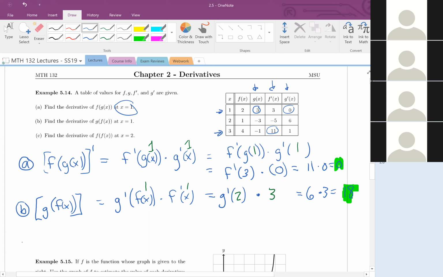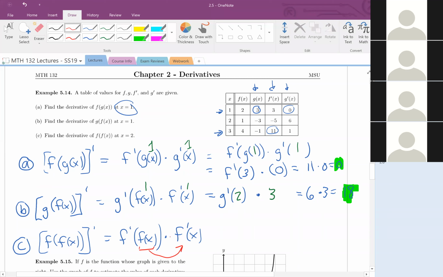And now c is a little bit different, but it's the same idea. We're just taking the derivative of f inside of f. So it's going to be f prime of f of x times f prime of x, where the second f prime is the derivative of that inside f. And then again, well, no, this one's a little bit different. Now we're evaluating it at 2. So we're going to leave the f prime. We're going to take care of that in just a second.